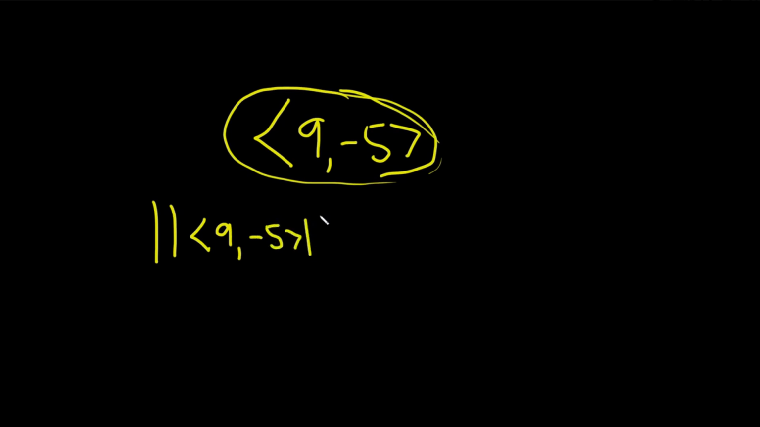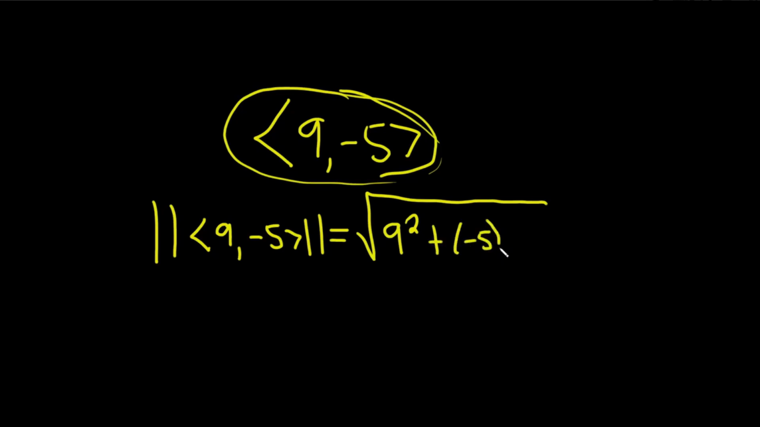To do that, the formula is the square root of, and then you take each component and square it. So it's 9 squared plus negative 5 squared. Just square each of the components. So 9 squared is 81, and negative 5 squared is 25.